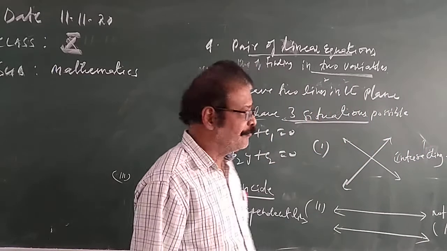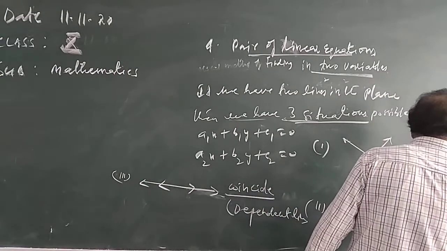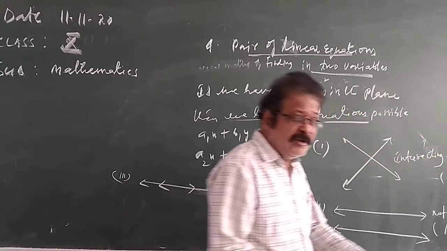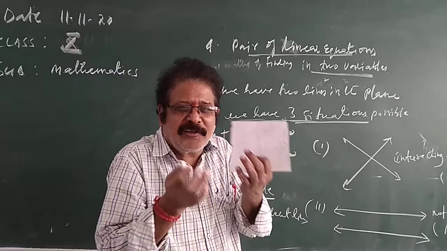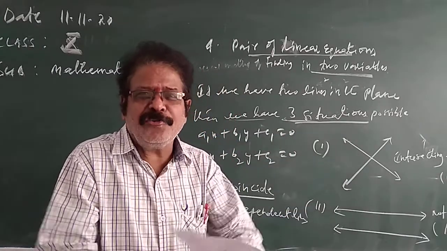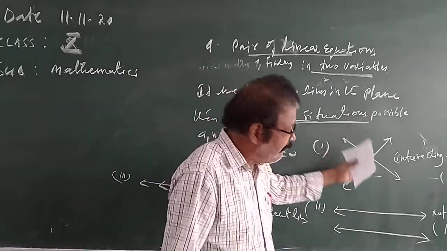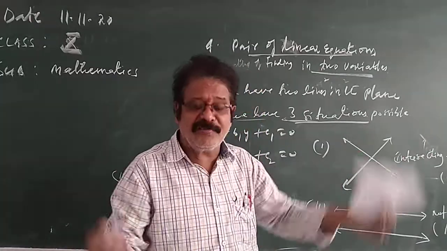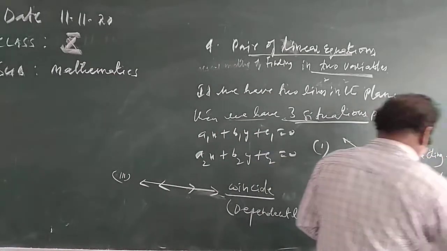We will have a solution. They are also called consistent. Consistent means if we have the solution, we call them consistent. How can you say they are consistent? If you have the solution. Solution means answer. How can you say that it has the solution? Because when the two lines intersect, we have a unique solution. Unique solution means we have a solution, so they are called consistent lines.